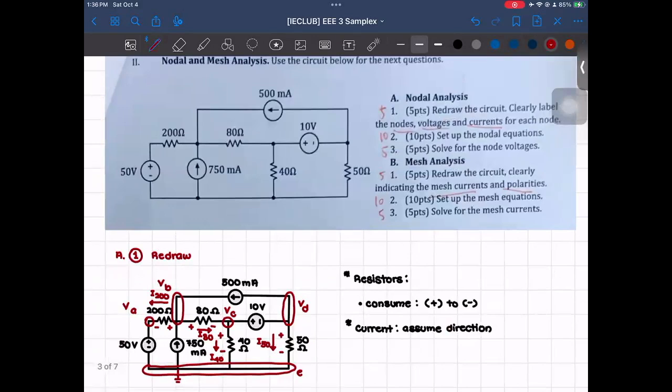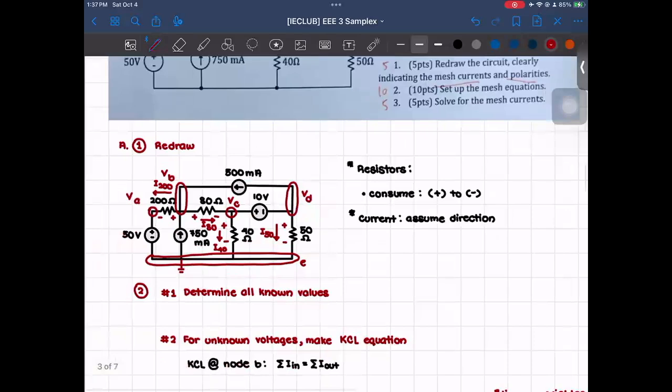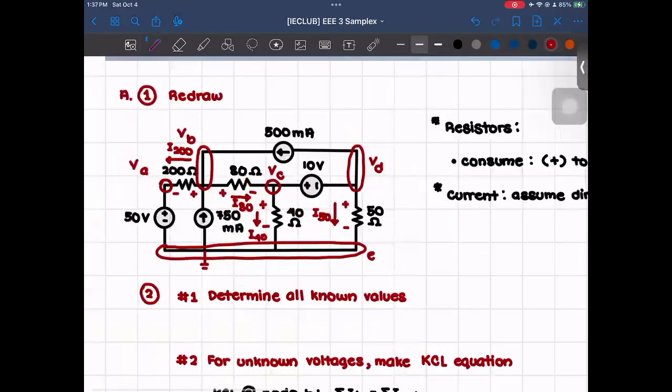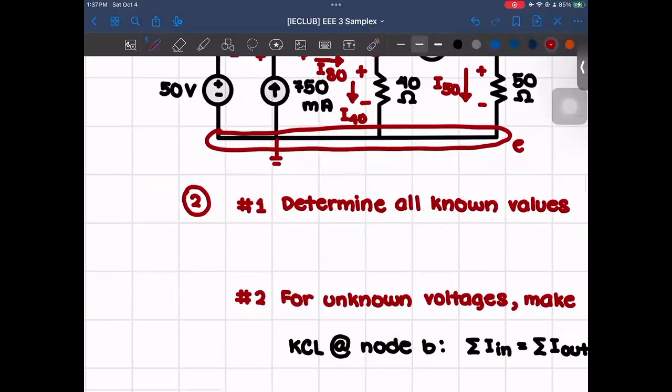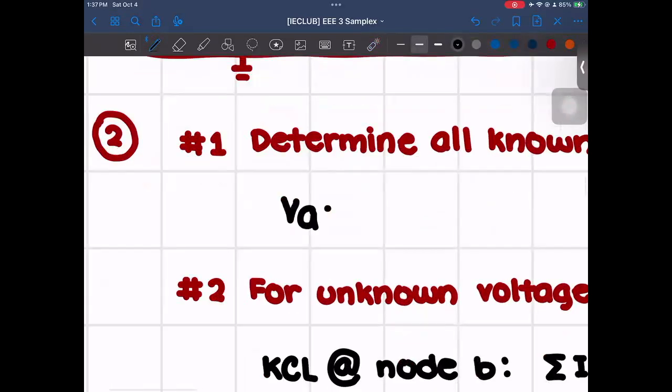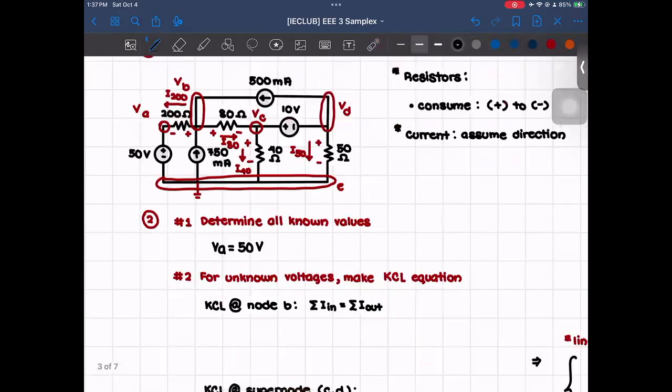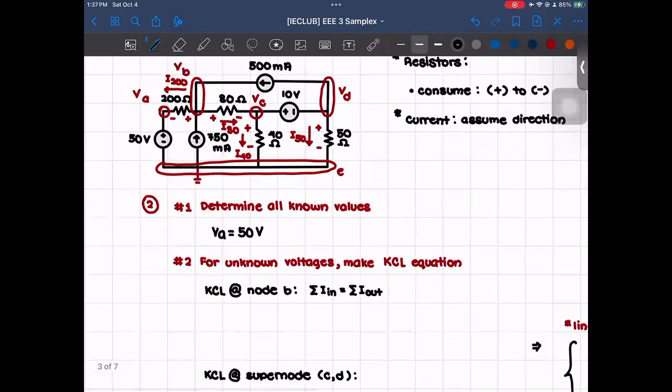And then next is to set up the nodal equations. When we set up the nodal equations, we should first determine all the known values. Usually for nodal analysis, the known values are on the nodes in which there's a voltage source connected to the ground, and that would be this one only. So we do know here that VA is equal to 50 volts. With that, we already know that we don't need to solve for VA. Now we have VB, VC, and VD as our unknown voltages. So with that, we can make KCL equations for them.